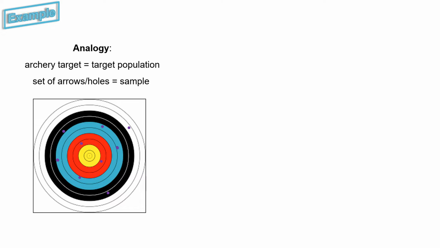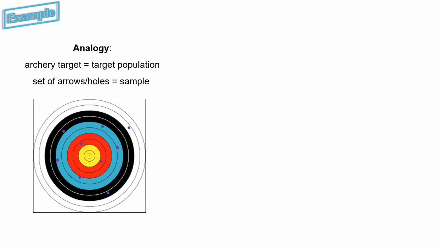So for that, let's start with an analogy where an archery target is our target population and the arrows are our sample data. We like to use the sample to better understand the population, in particular to find the center of the population. In this analogy, we would like to use the pattern made by just the arrows to be able to find the center of the entire archery target.